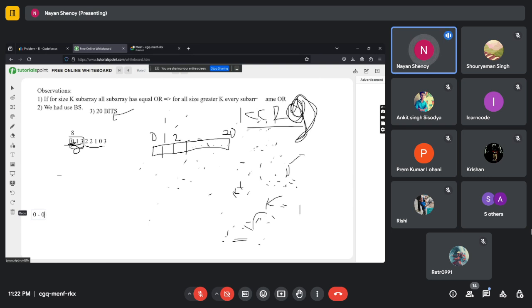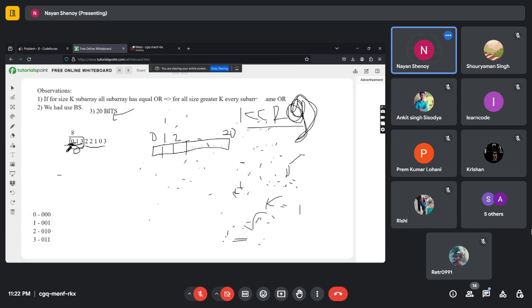Binary representation of 0 is 0, 0, 0. Binary representation of 1 is 0, 0, 1. Binary representation of 2 is 0, 1, 0. And that of 3 is 0, 1, 1. Yeah, 0, 1, 1. Okay, so that should be fine.